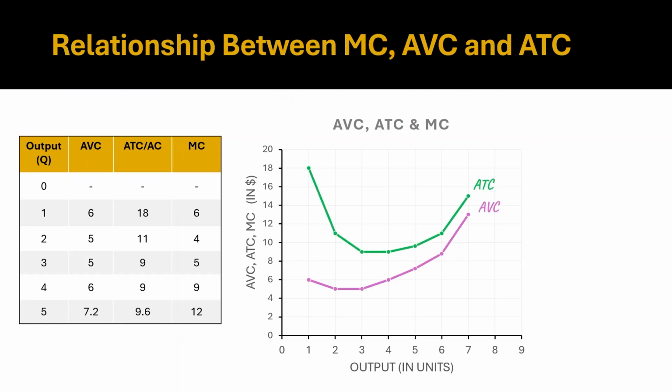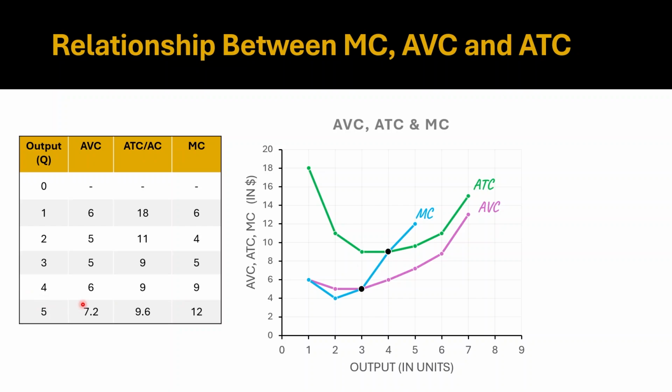This is how your graphs will be. So now if you look at the table, what is happening? When your MC curve is below ATC curve, what do you observe? That MC values are lower than AC values. So here MC curve is below ATC curve. That time your AC curve, ATC curve is also falling.